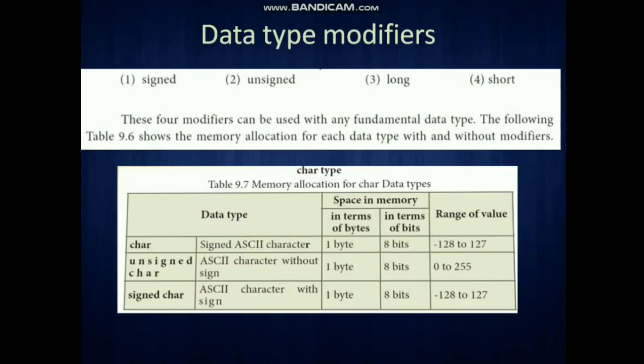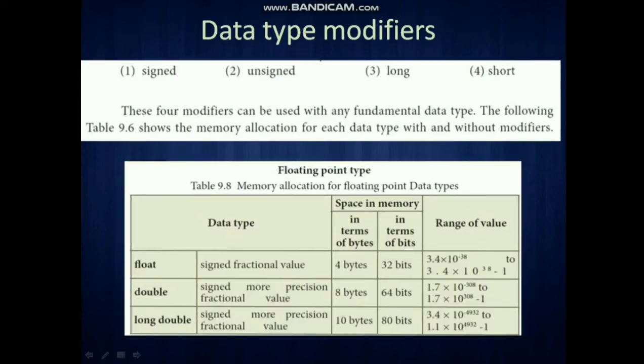Next are character, unsigned character, signed character. Character accepts an ASCII character only. Unsigned means an ASCII character without sign, and it will get 1 byte. Signed character is an ASCII character with the sign, either without sign or with the sign. So these bytes are very important.